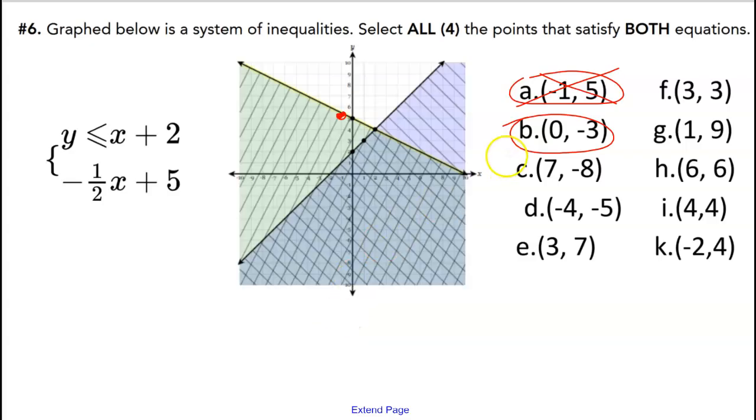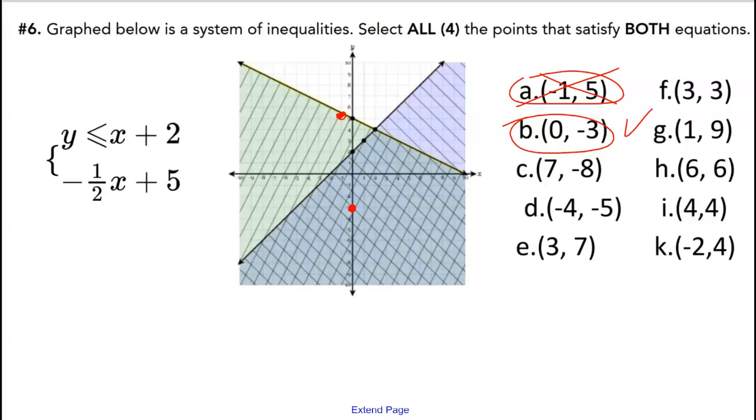Alright, what do you think about B? Is B going to be in this region? Alright, 0, negative 3. So right here it is. So we got one of them. Let's see if we can find another.